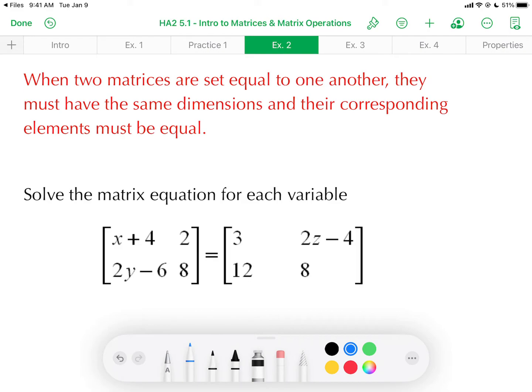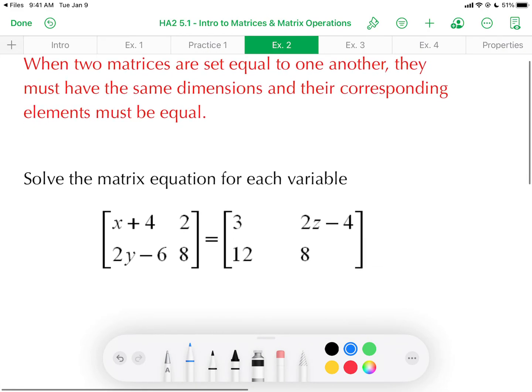So you can take two matrices and you can set them equal to one another. But in order to do that, it means they have to have the same dimensions and their corresponding elements have to equal each other. Okay, two matrices can only be equal when they have the same dimensions and corresponding elements are equal. Okay, so in this example, I've got a 2 by 2 matrix equal to another 2 by 2 matrix.